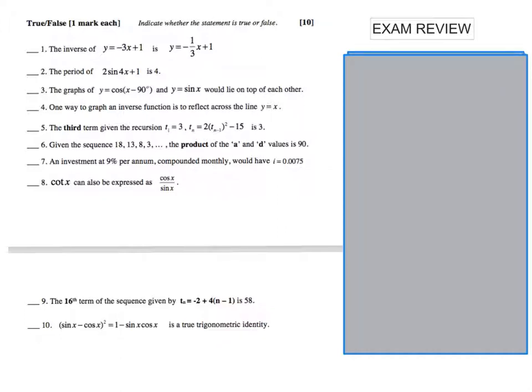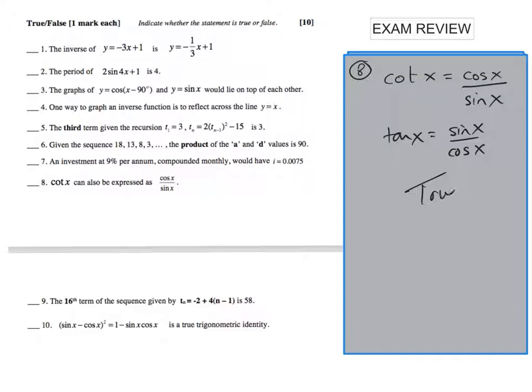Question 8, cot x. Well, this is one of our trig features. Cot x does equal cos over sine. And of course we know that tan is sine over cos. And we know that tan and cot are reciprocal. So therefore cot does indeed equal cos over sine.